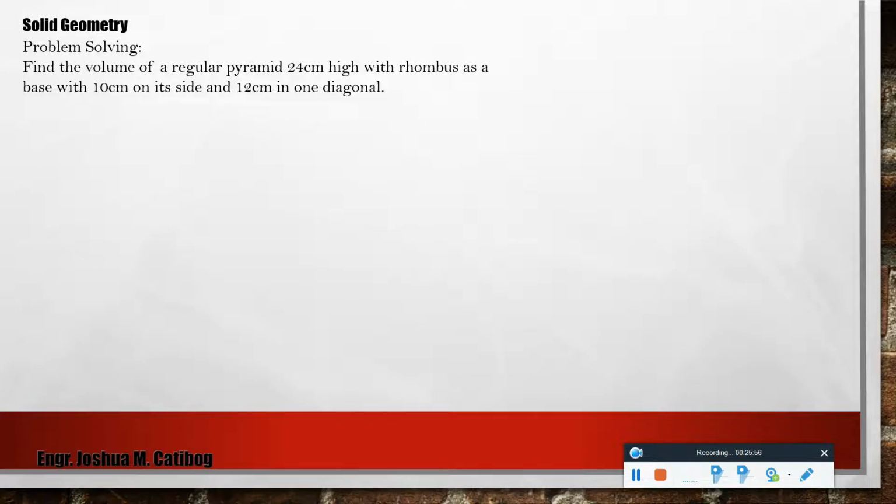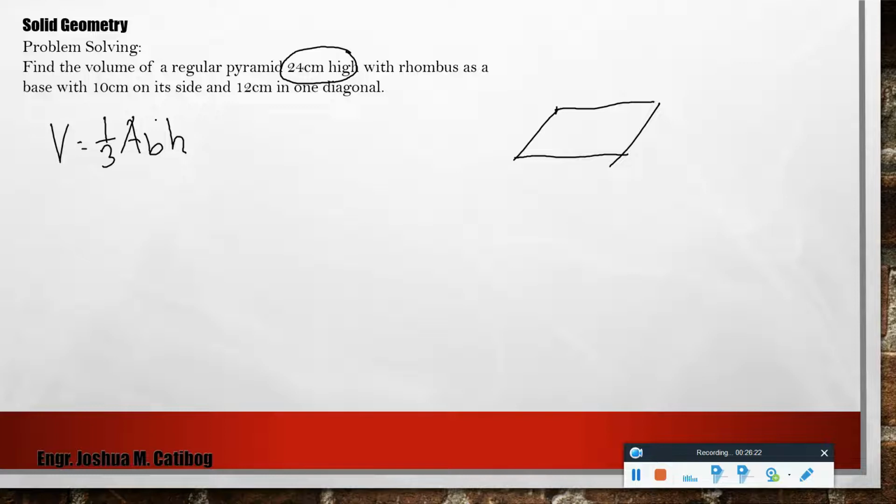It says here, find the volume of a regular pyramid, 24 cm high, with a rhombus as a base, with 10 cm on each side and 12 cm in one diagonal. So, I will just draw our base first, sir. Because we know that volume is what? 1/3 area of the base multiplied by the height. We have a height of 20 cm. What we will just find is the area of our base. It is a rhombus. It says here, with a rhombus as base with 10 cm, 10 cm on its sides and 12 cm in one diagonal.